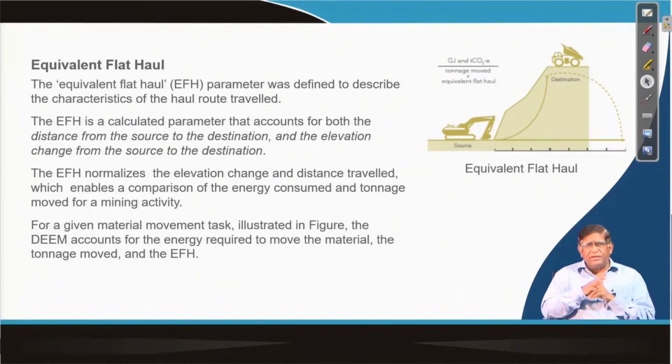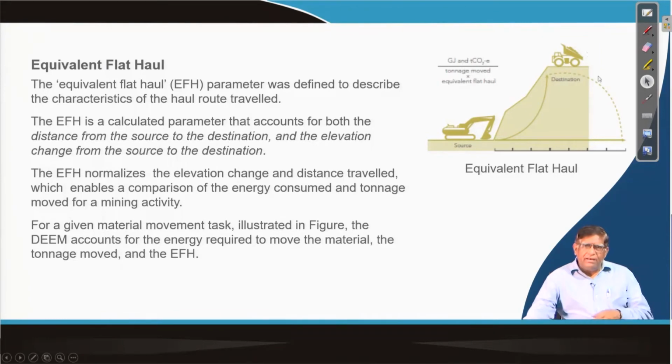So, if you are measuring the total gigajoule and the total carbon equivalent, then with that you find out how much total tonnage has been removed. All these parameters are taken into account, and then they find out this as an indicator.